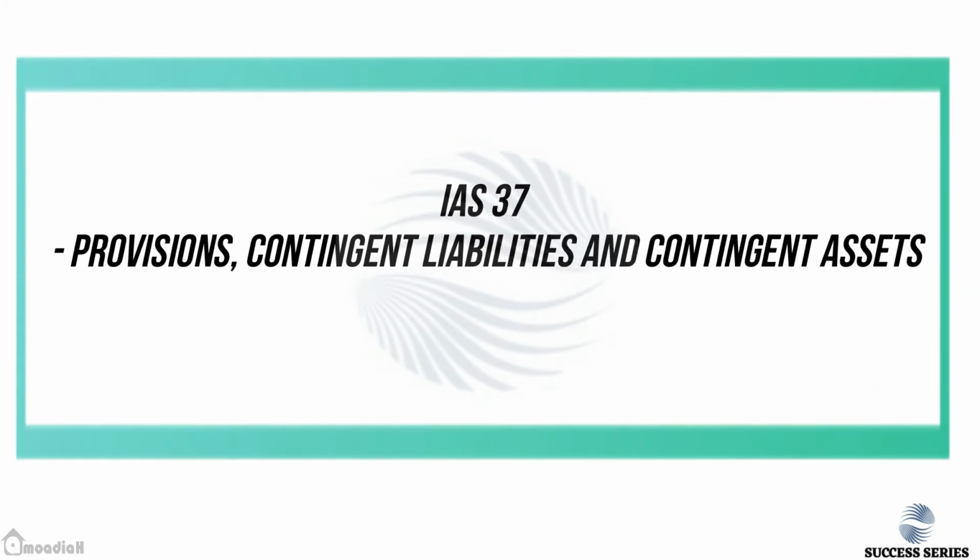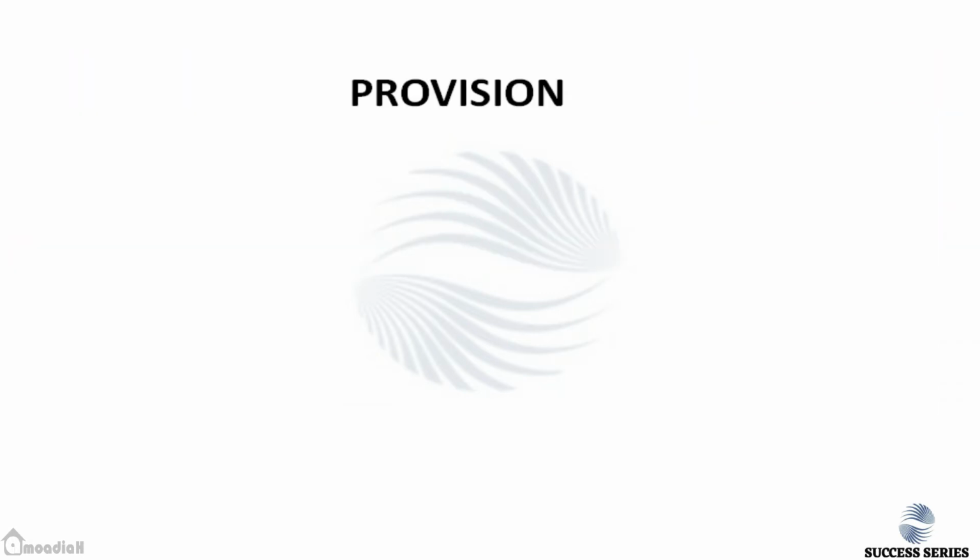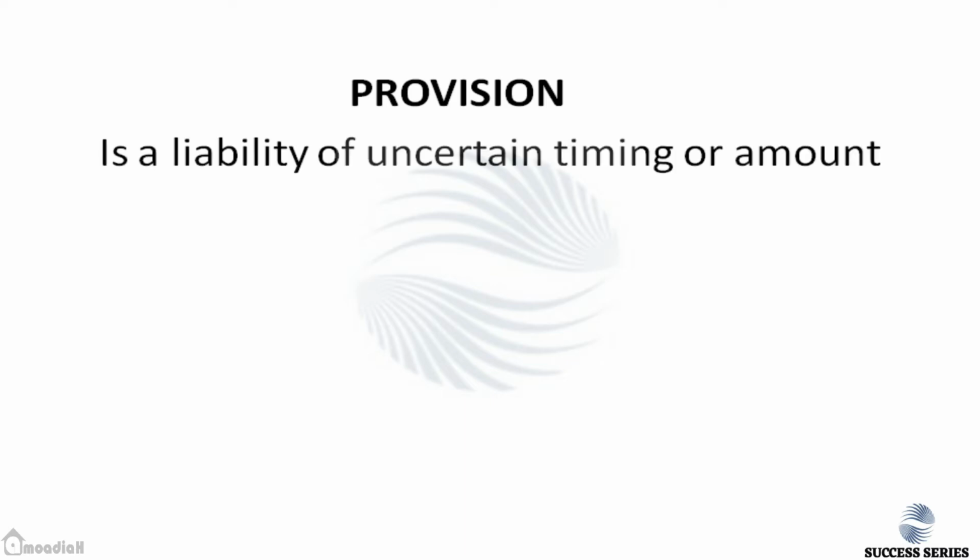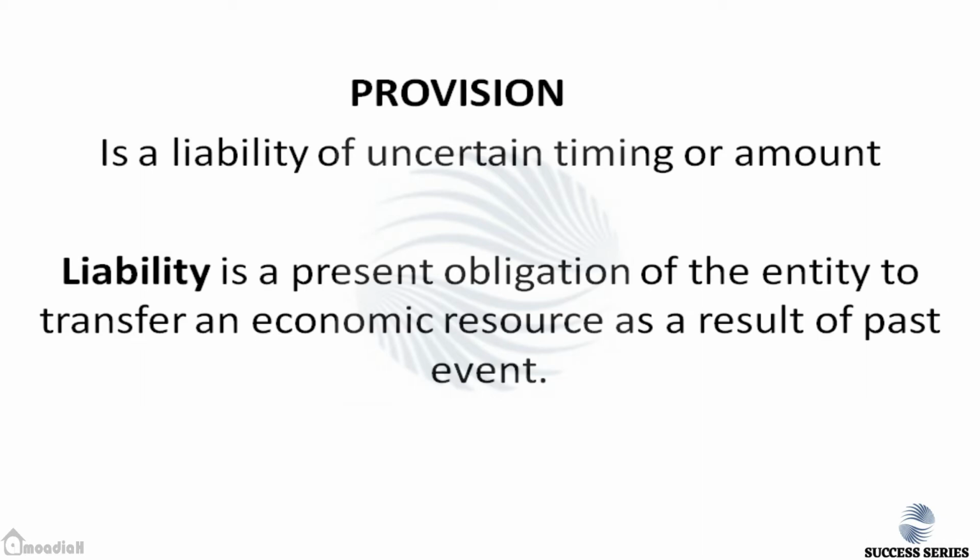Let's pick each of the terms in the heading into more perspective. Now let's begin with provision. According to the standard, a provision is a liability of uncertain timing or amount. In the definition, a key word has been mentioned which is addressed by the Conceptual Framework for Financial Reporting 2018, that is liability. According to the Conceptual Framework 2018, a liability is a present obligation of the entity to transfer an economic resource as a result of past events.